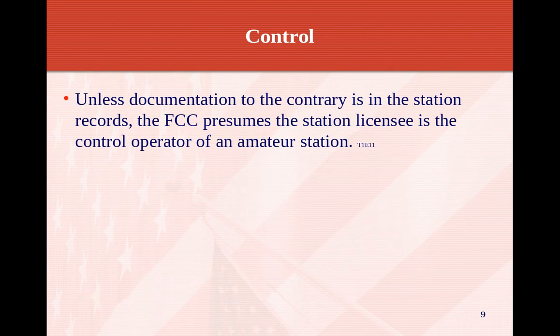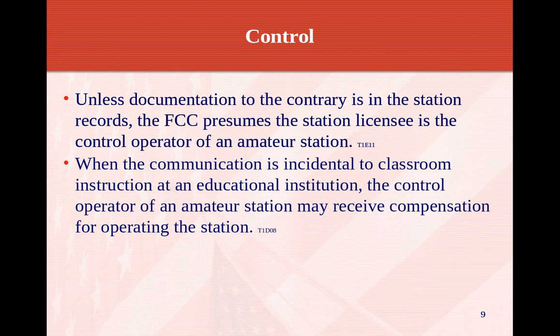Unless a document to the contrary is in the station records, the FCC presumes that the station licensee is the control operator of the amateur station. When communication is incidental to classroom instruction at an educational institution, the control operator of an amateur station may receive compensation for operating the station.